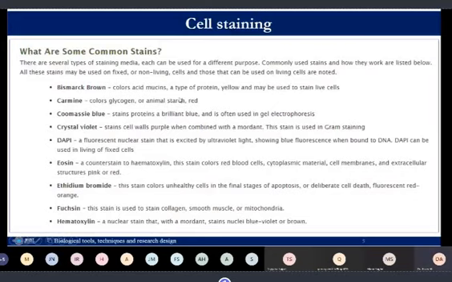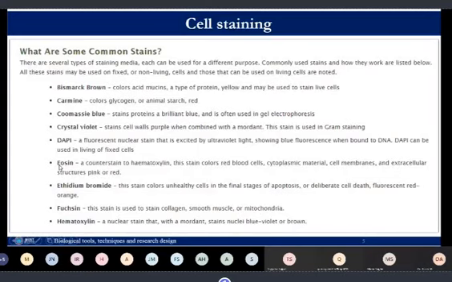The other dye is carmine, which colors glycogen, or animal starch, and gives a red color. Coomassie blue is a brilliant blue stain, as its name suggests, and it is often used in gel electrophoresis. Crystal violet stains the cell wall purple, and it is used in Gram staining. DAPI is a fluorescent nuclear stain that stains the DNA in living cells.